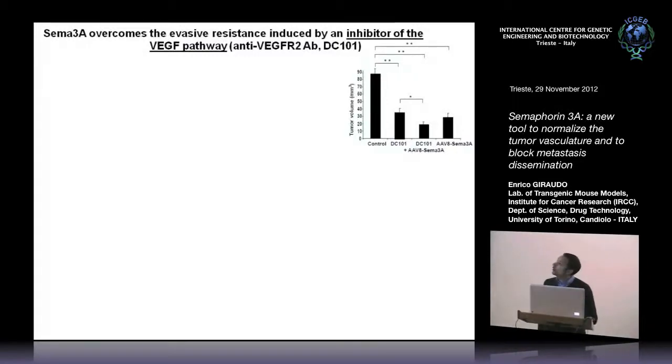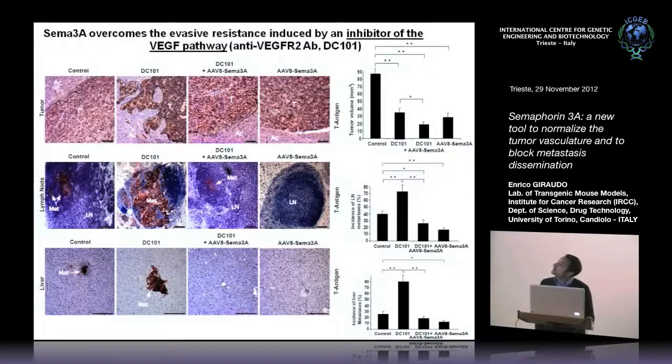And again, what we observe is that DC101, by inhibiting this pathway, is increasing tumor invasiveness and metastasis formation. But again, the treatment with CIMA-3A alone or in combination with this drug is able to overcome this resistance. So this was the first evidence that CIMA-3A can really be used to avoid this resistance to inhibiting angiogenesis, and hopefully normalize tumor vasculature.